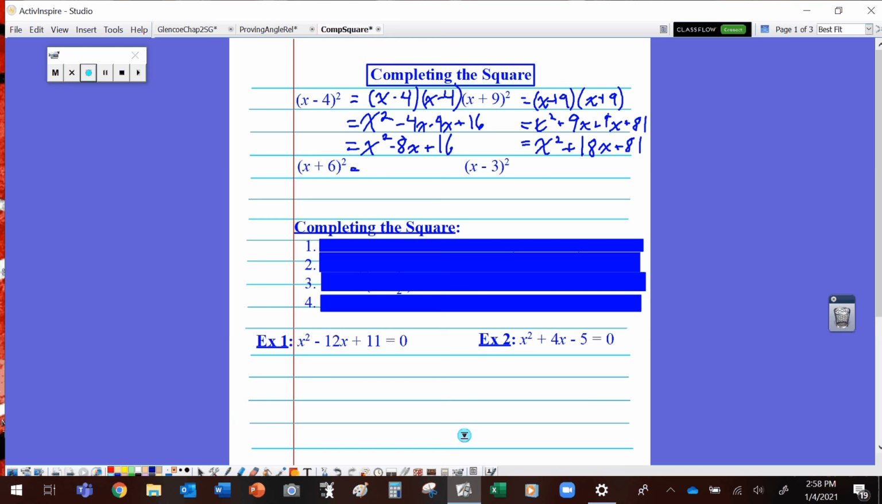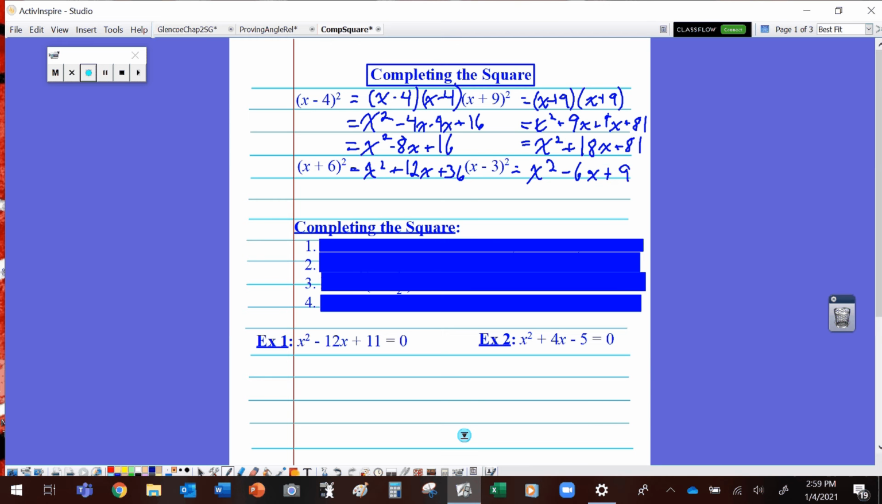I can do the same thing with these two as well. In the interest of time, I'm going to cut to the chase with each of these. If I write them out twice and FOIL them, I'll get x squared plus 12x plus 36. And if I square this one over here, I'll have x squared minus 6x plus 9.